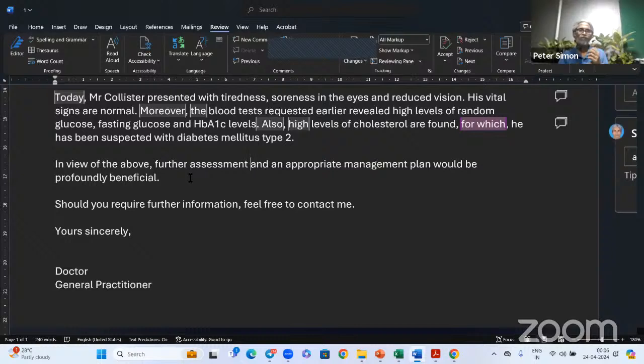In view of the above, further assessment to confirm the possibility of, to confirm the preliminary diagnosis. Further assessment, comma, a definitive diagnosis.